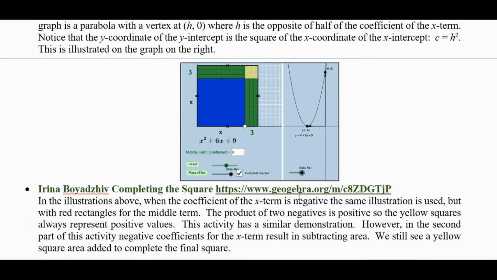Here's another one. Let's take a look at this one here.